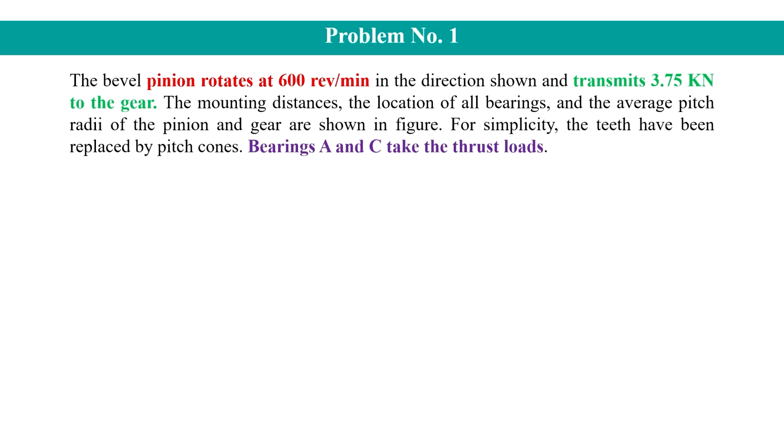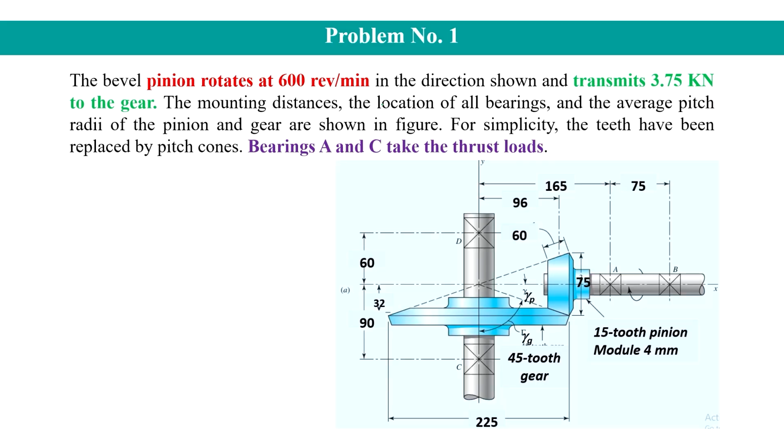Well, now let us take a problem. In this problem, a bevel gear pinion rotates at 600 rpm in the direction shown. This is the pinion, and this is the pitch cone of the pinion.